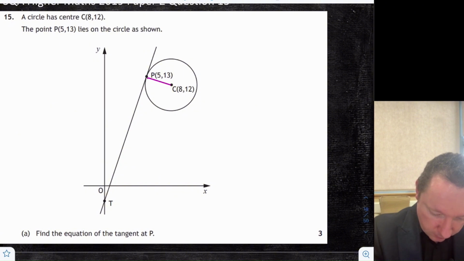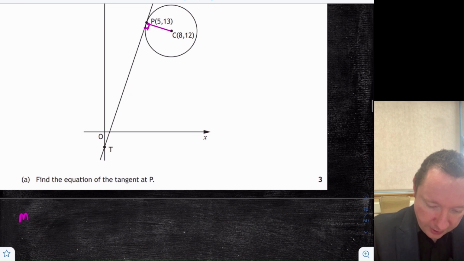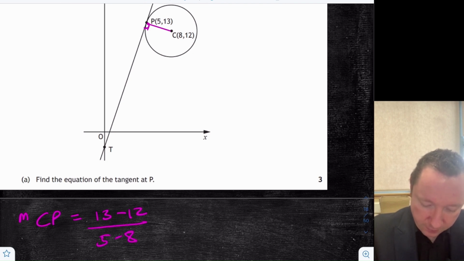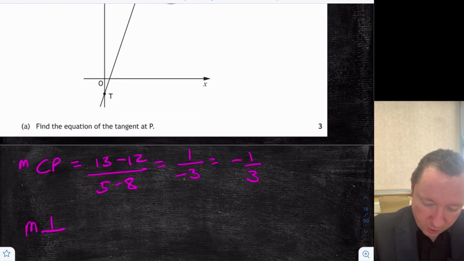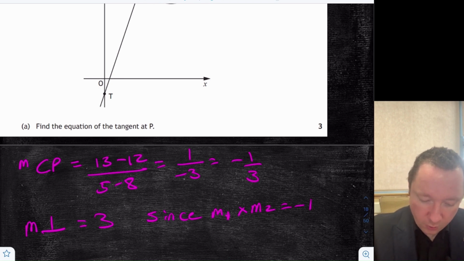That's a right angle. So the gradient of C to P, or P to C, is 13 take away 12 over 5 take away 8. That's 1 over minus 3, or minus a third. So the gradient of our perpendicular equals 3, since m1 times m2 equals minus 1. And we've got our point. Our point is (5, 13).